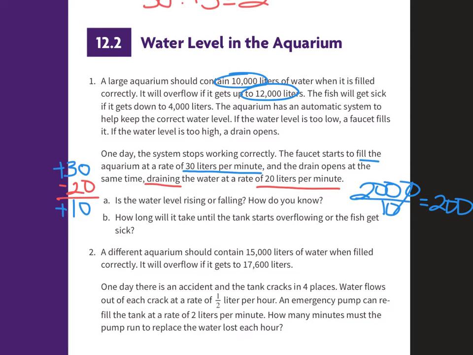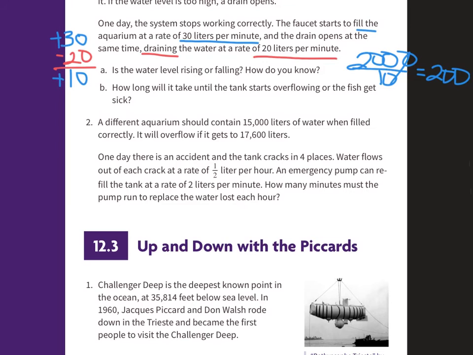Okay? Number 2. This is on page 112. A different aquarium should contain 15,000 liters of water when filled correctly. It will overflow if it gets to 17,600. One day there is an accident and the tank cracks in 4 places. Water flows out of each crack at a rate of ½ liter per hour. The emergency pump can refill the tank at 2 liters per minute. How many minutes must the pump run to replace the water lost each hour?